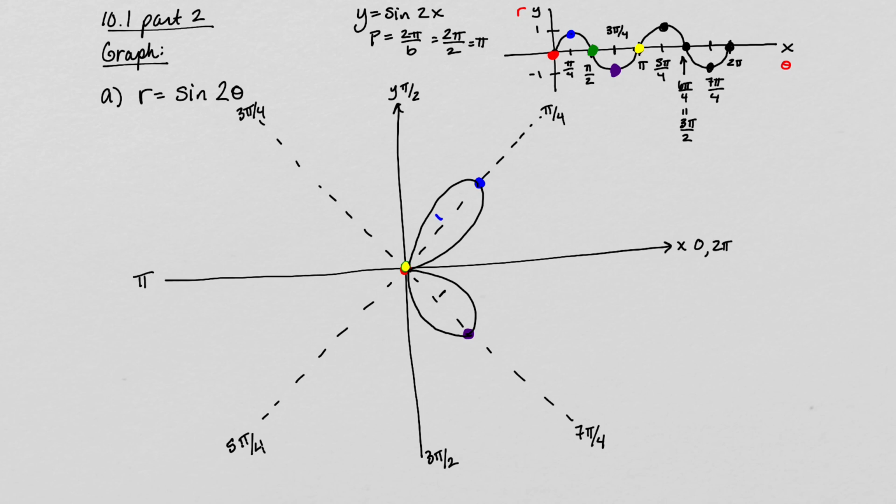If I pick another color, go for pink. Here at 5 pi over 4, so I'm on the 5 pi over 4 spoke, and then I want to go out a distance of 1, so I'm going from this yellow point back out to this pink point.